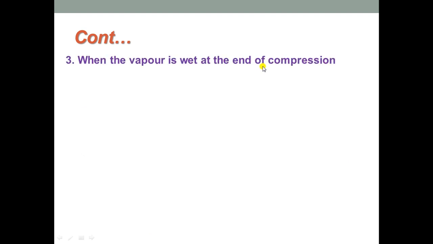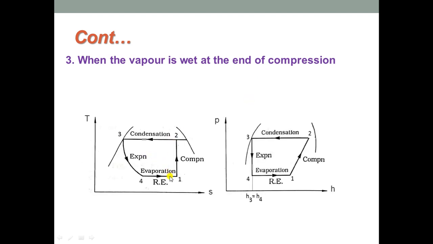So, next is when the vapor is wet at the end of compression. So, this is the condition. See, point number 2 is not on the saturation line. So, it is in between the saturated liquid line and the vapor line. That means the condition of the vapor is wet here. And the process is the same. 1 to 2 is compression, 2 to 3 is condensation, 3 to 4 is expansion, and 4 to 1 is evaporation. So, pressure increases, temperature remains constant here, and here pressure decreases, and here temperature is constant.